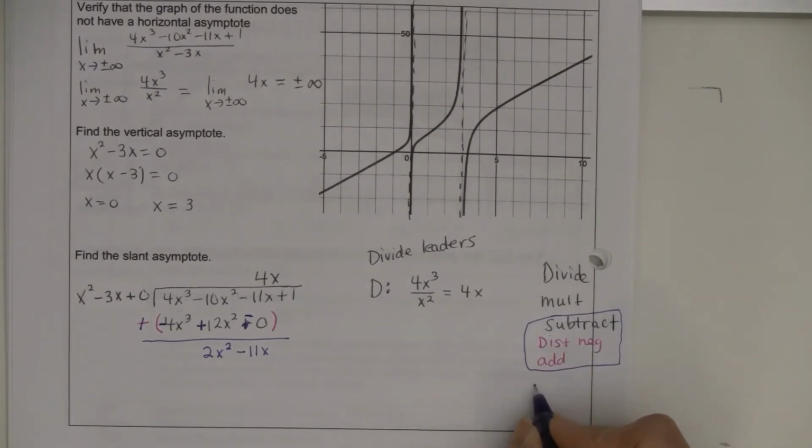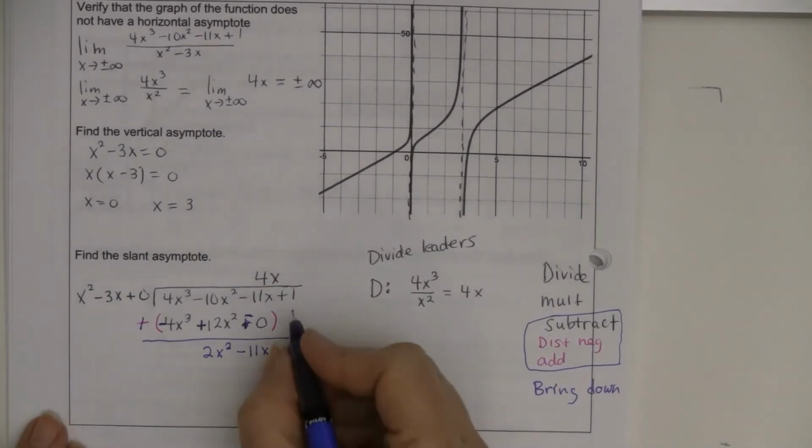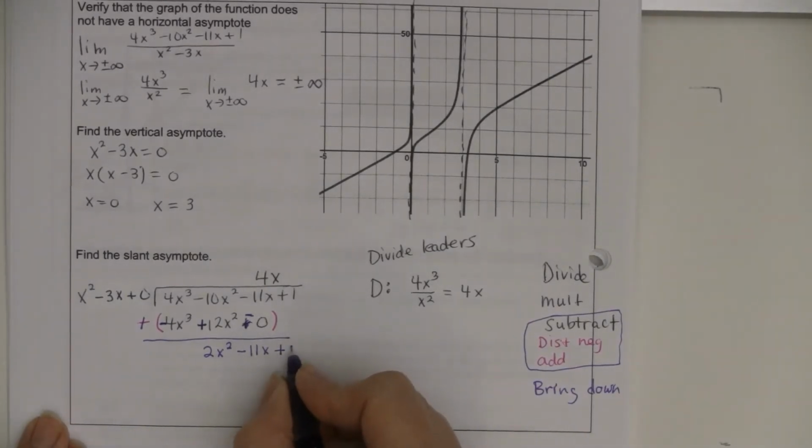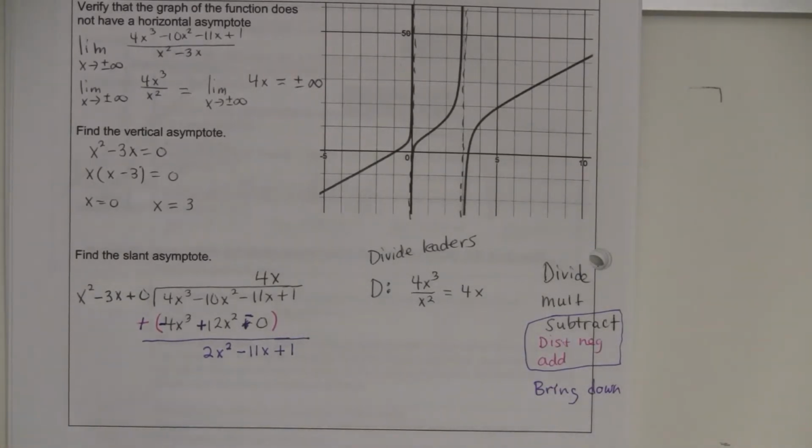And then the next step is bring down. And so some people, my cousin told me this when she was just a tiny little girl. She told me the long division algorithm is daddy, mommy, sister, brother. And I was like, what? But she's right. Divide, multiply, subtract, bring down. And so we're going to bring down only the 1. So here comes the 1 down. And now we have nothing left to bring down. So we have one more time through the algorithm.